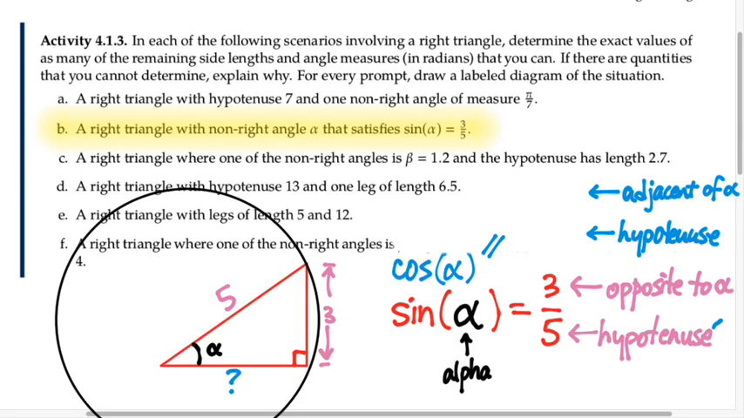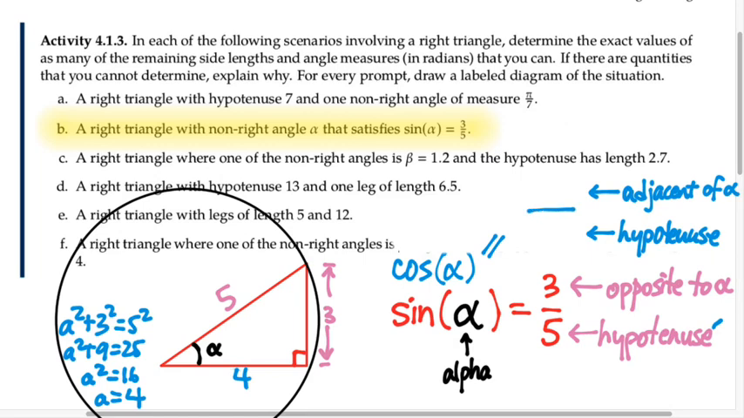And for that, I would use the Pythagorean Theorem. A squared plus 3 squared equals 5 squared. A squared plus 9 equals 25. A squared is 16. So A is 4. And so the cosine of alpha would be how much? 4 over 5. Done. Great.